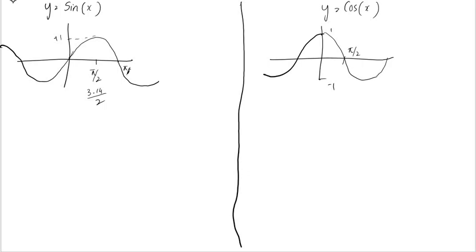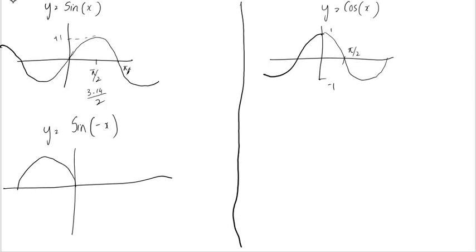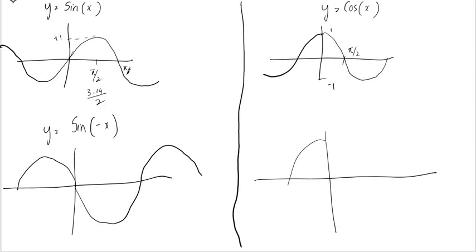So if we draw y equals sine minus x, what will happen is you draw a reflection about the y-axis. So let me try to do that. It's of this nature. That's sine minus x. But cos x doesn't move. It's the same thing in terms of minus x because it is already symmetrical about the y-axis. So y equals cos minus x is the same as y equals cos x.